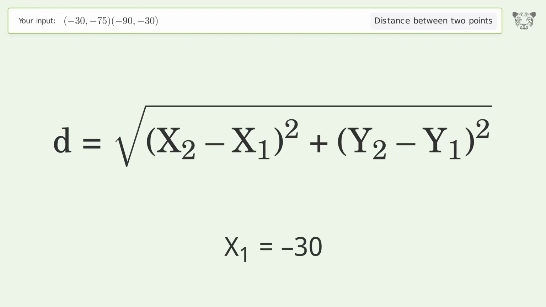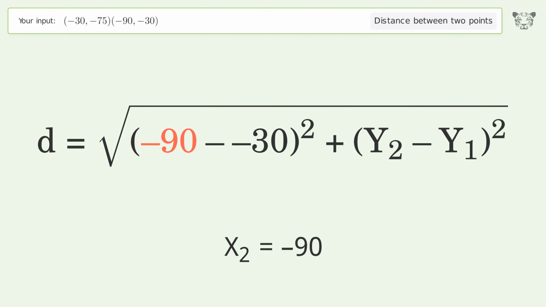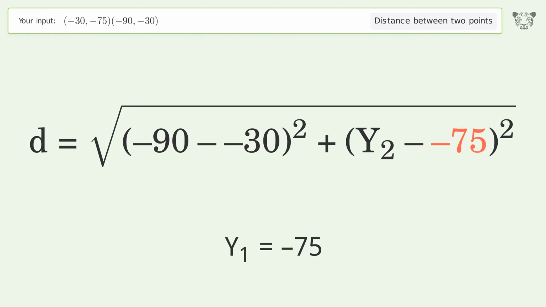x1 equals -30. x2 equals -90. y1 equals -75. y2 equals -30.